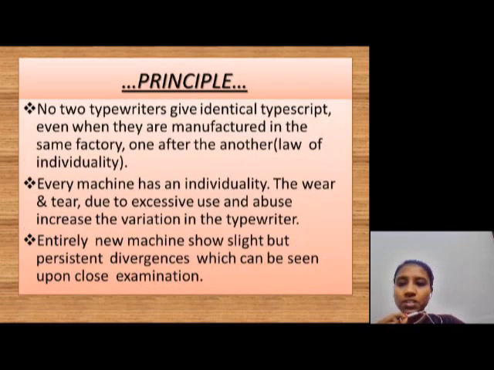Principle. The principle which is used to compare typewriters is basically individuality. No two typewriters have the same identical typescript, even when they are manufactured in the same company, in the same factory, even one after another. It shows the law of individuality. Every machine has its own individual characteristics. Wear and tear, excessive use and abuse increase the variation in the typewriter. Entirely, the machine shows slight but persistent divergences which can be seen upon close examination.